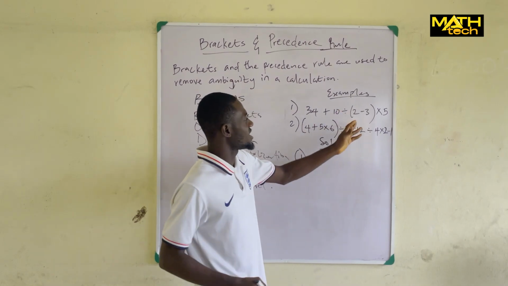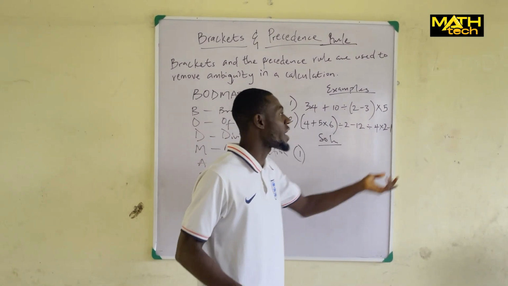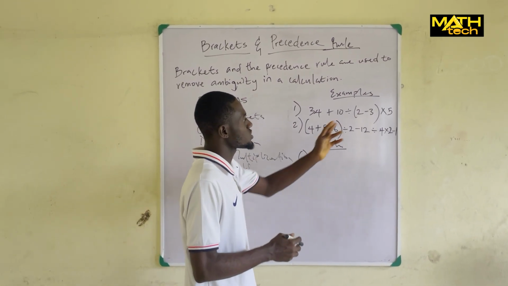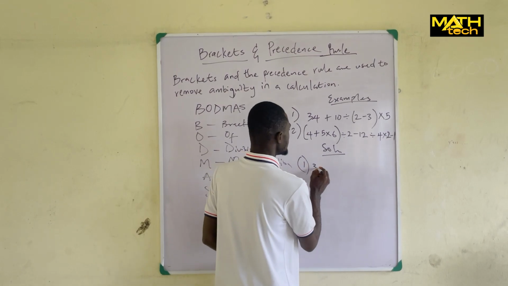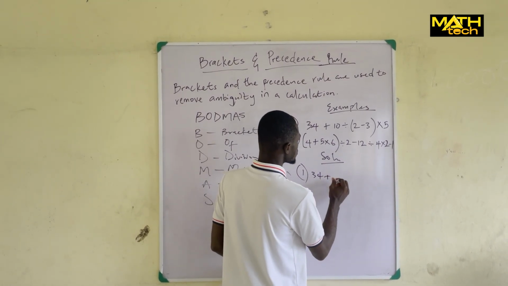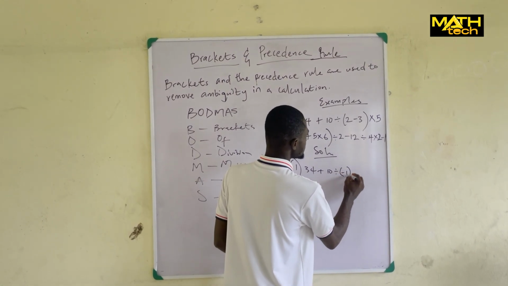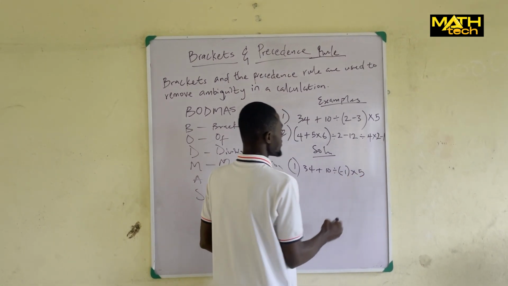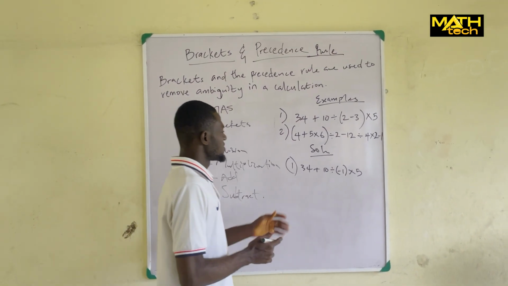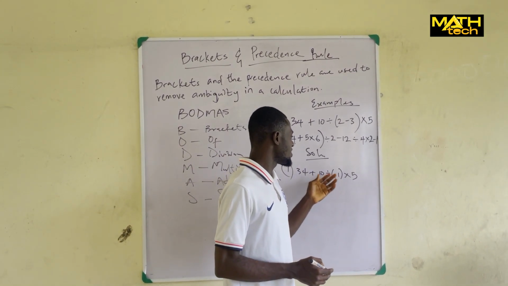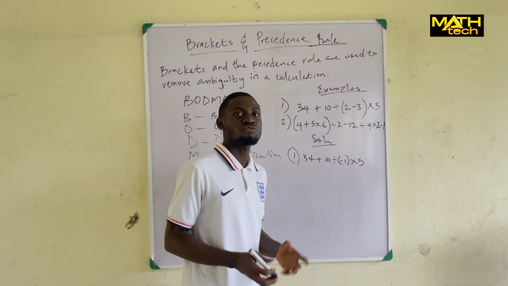So 34 plus 10 divided by bracket 2 minus 3, bracket close, times 5. Don't forget, bracket first. 2 minus 3 gives us what? Minus 1. So here we'll be having 34 plus 10 divided by minus 1 times 5.